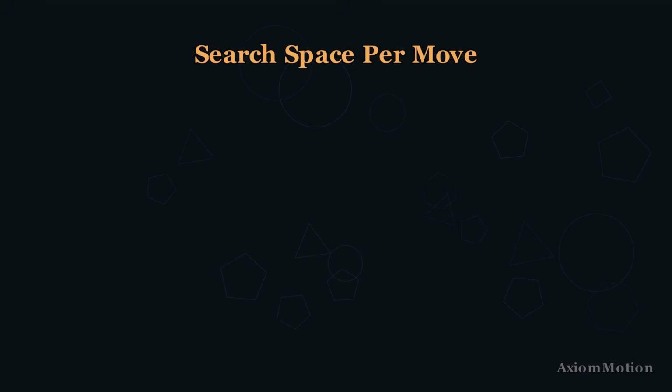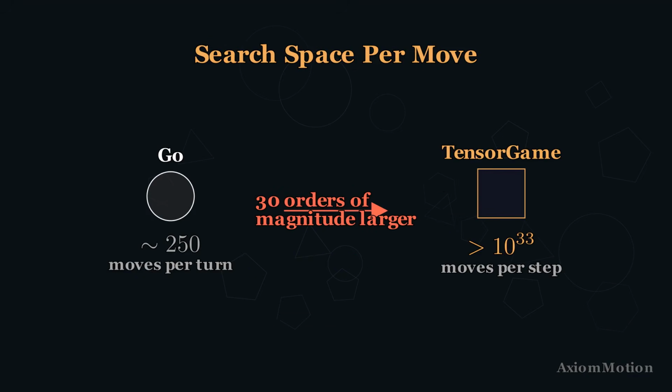The search space is enormous. At each step, you must choose 3 vectors. For the settings DeepMind considered, the number of possible moves at each step exceeds 10 to the 33rd power. That is 30 orders of magnitude larger than the game of Go.